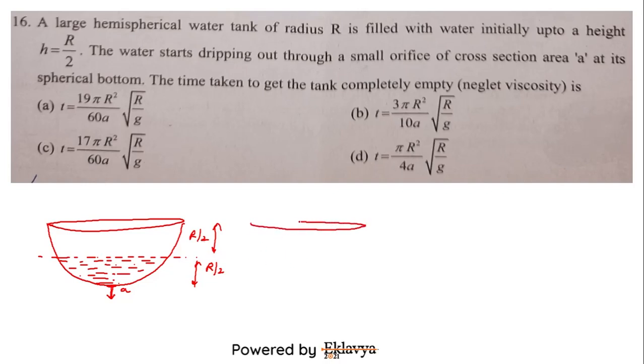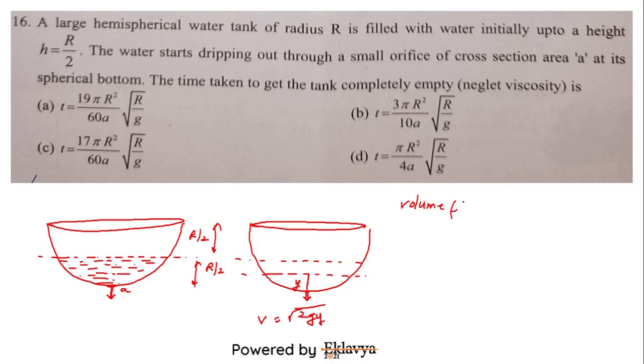So let's consider a general instant of time. Like this is the tank, and let's say the water level is y right now, which is less than the initial value. So right now liquid will come out with the speed of root 2gy. That's the velocity of efflux. That we can use as a standard formula. So the volume flow rate will be given by the velocity of efflux multiplied with the cross section area of the hole.